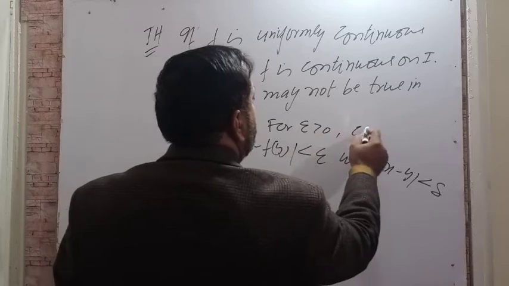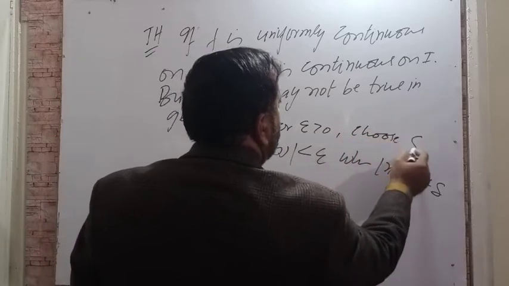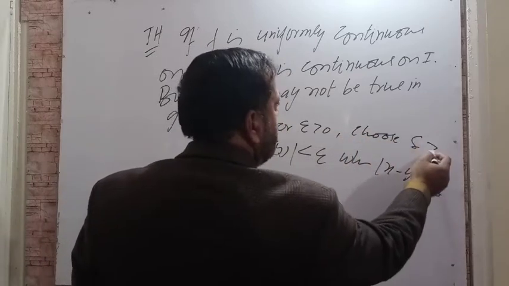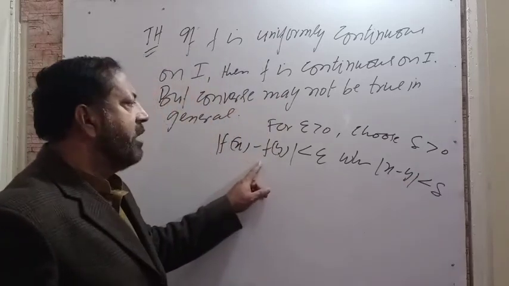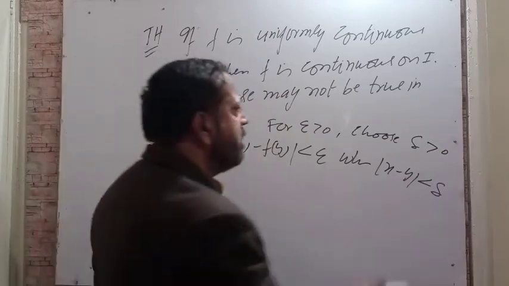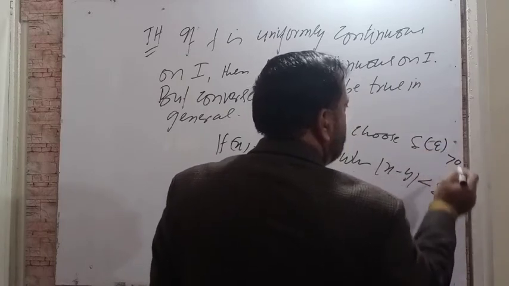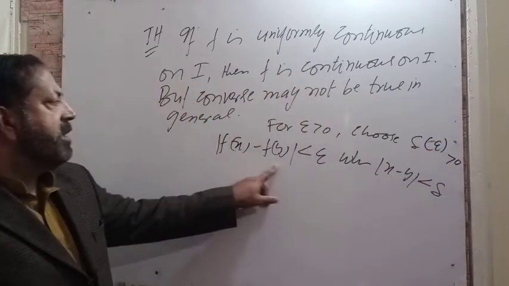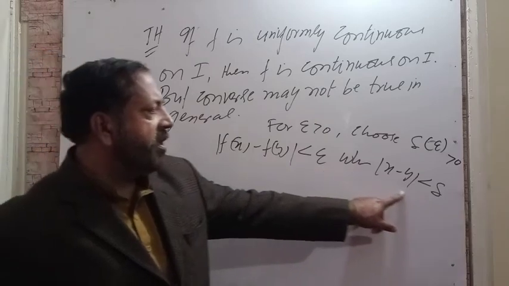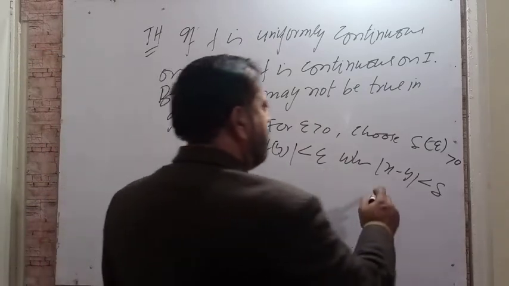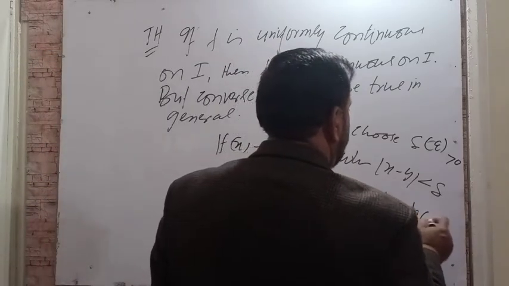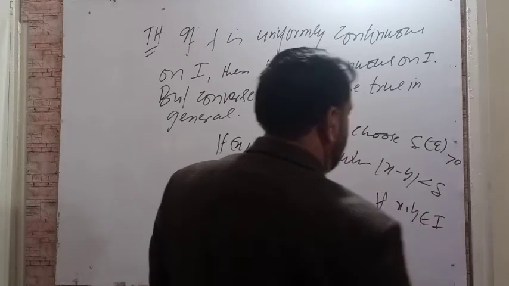We choose delta positive such that delta depends upon epsilon naught and is positive, so that |f(x) - f(y)| is less than epsilon whenever |x - y| is less than delta, for all x, y belonging to your domain I.